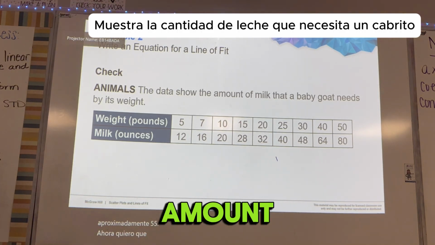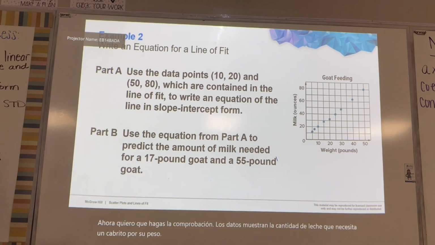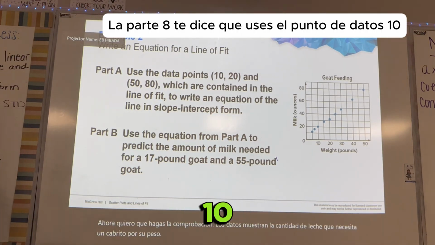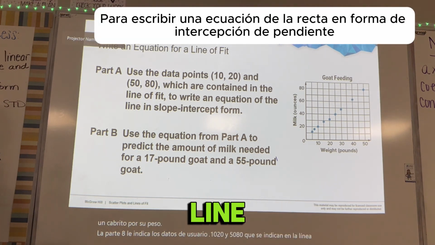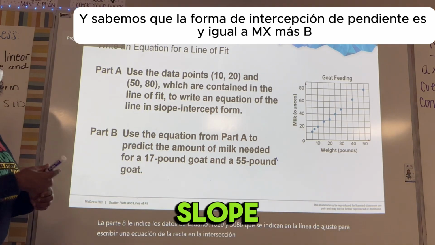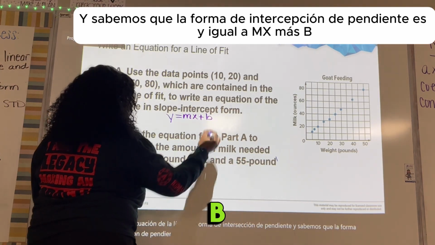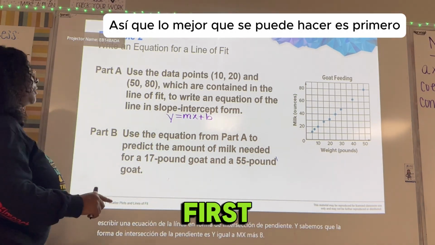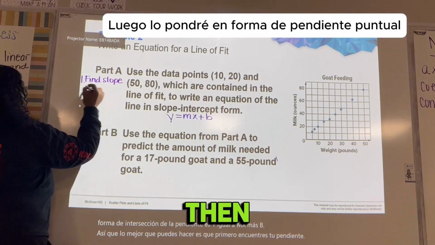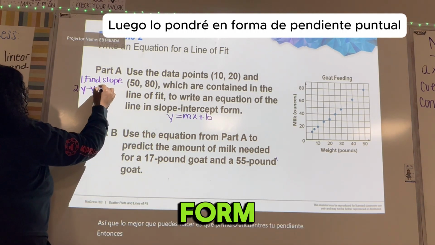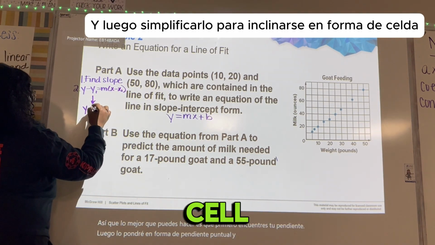Now I want you to do the check. The data shows the amount of milk that a baby goat needs by its weight. Part A is telling you to use the data points 10, 20 and 50, 80, which are indicated in the line of fit, to write an equation of the line in slope-intercept form. And we know slope-intercept form is y equals mx plus b. So the best thing to do is first, you got to find your slope. Then I will put it in point slope form and then simplify that to slope intercept form.